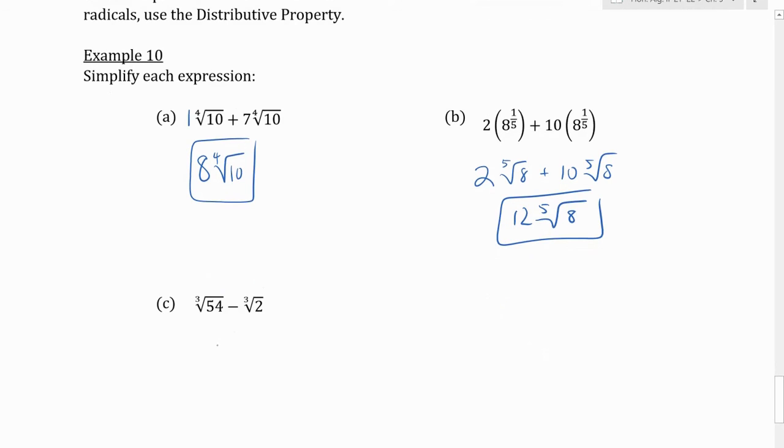This one, they look like they're not like radicals, but if you clean this up just a little, I could bring a 3 out of that cube root and still leave a 2 under. And then I have 1 cube root of 2 there. So 3 of the cube root of 2s minus 1 of the cube root of 2s leaves 2 of the cube root of 2s.